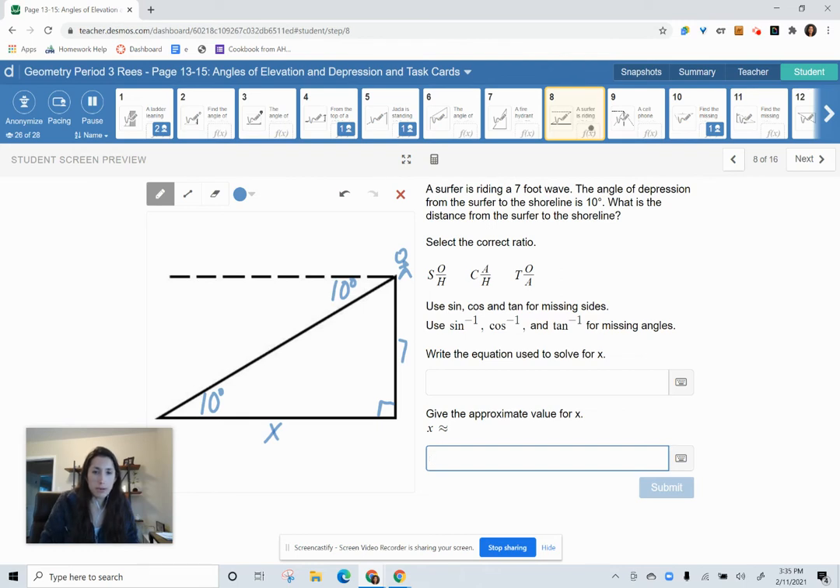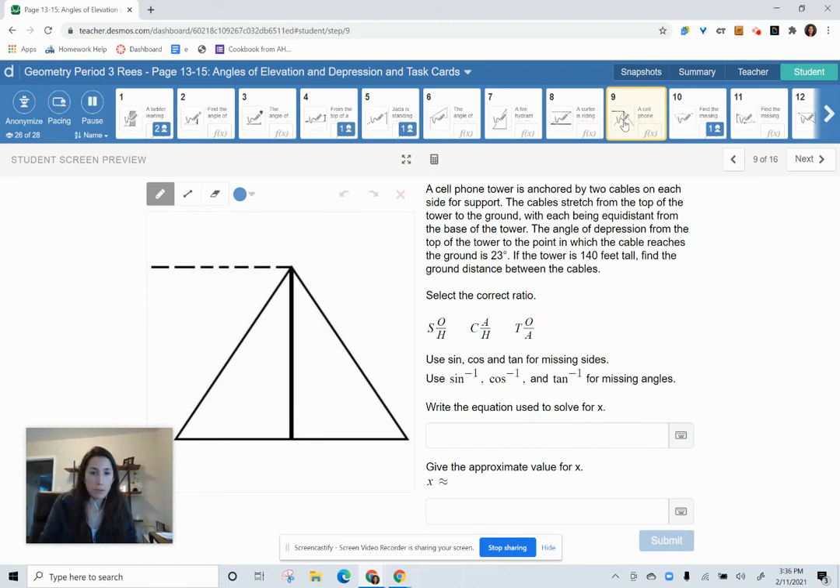So from my 10-degree angle, we've got an opposite and we've got an adjacent. And remember your variable's in the denominator this time. So think to yourself, denominator. I'm going to have to divide my sine, cosine, or tangent ratio or whatever I am picking.